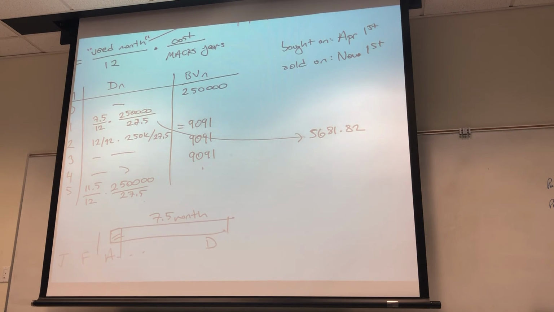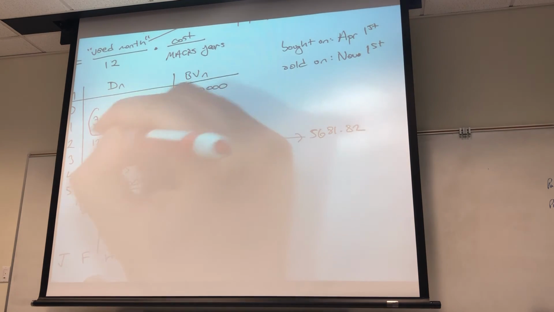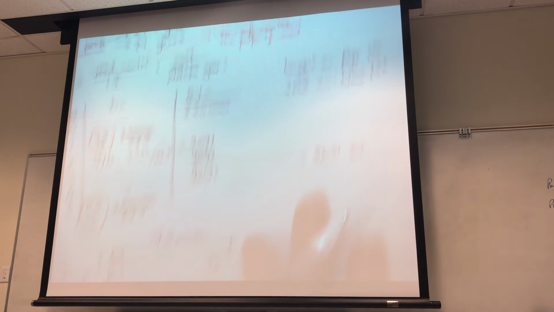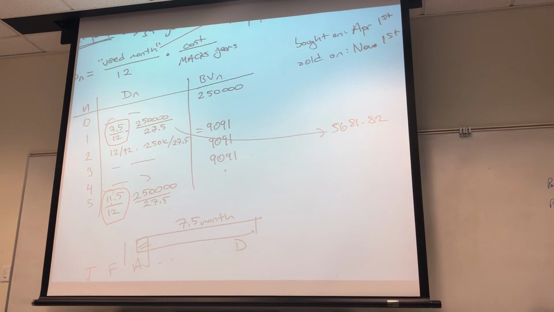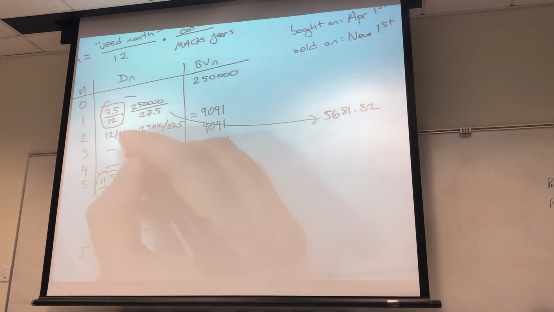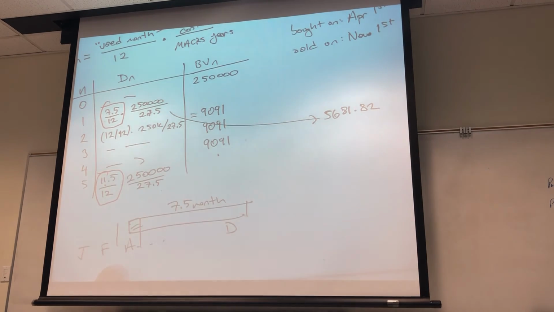You got a question? Yeah, what's for n equals 2, is that 12 over? Yes, it's 12 over 12. So this should be equal to, I don't know, 11.5 divided by 12 times 9091. Oops. Something like this. I made a calculation error. I put 9090, but it should be something close to this.